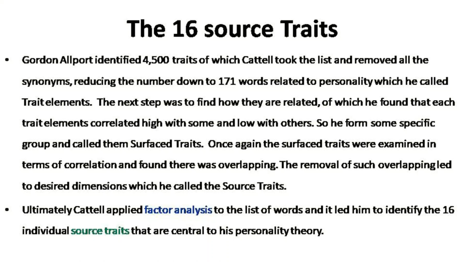So he formed some specific groups and called them surface traits. Once again, the surface traits were examined in terms of correlation and it was found that there was overlapping. The removal of such overlapping led to the desired dimensions, which he called the source traits. Ultimately, Cattell applied factor analysis to the list of words, and it led him to identify the 16 individual source traits that are central to his personality theory.